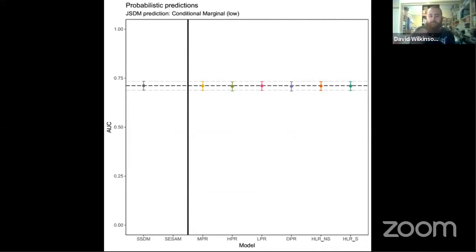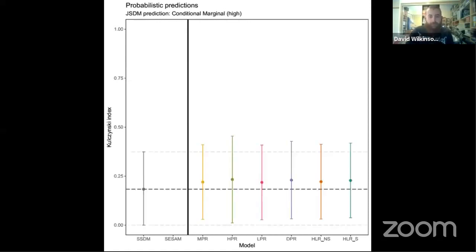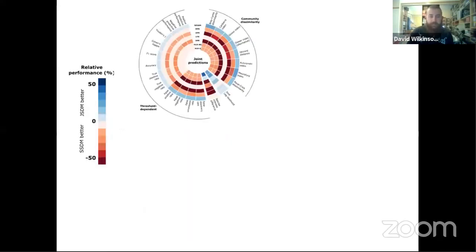But you can see that for species level metrics, we're actually getting virtually no difference. AUC across all models is within 0.01 for everything. And for our community level metric, something like Kulczynski's index here, we're actually not seeing a very large difference in performance. It's just exaggerated by this relative measure.